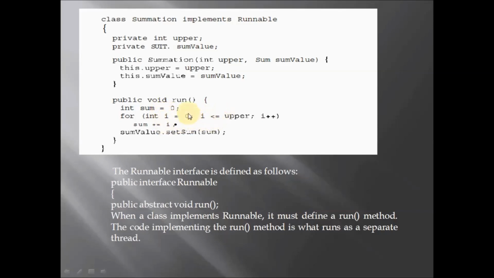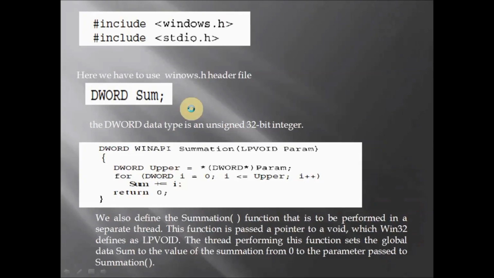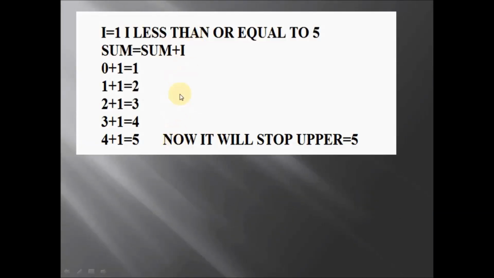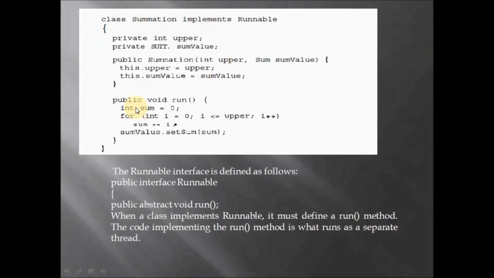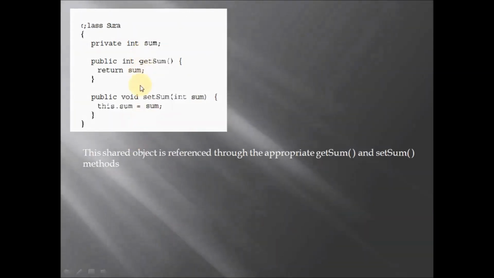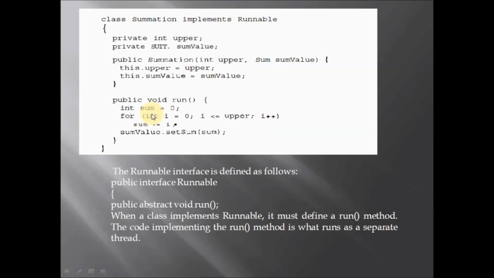Int i is equal to 0, again it will start the same logic here. Again i starts from 0, then 0 plus 1, 1 plus 1, up to 5 it will execute. Same logic, i is equal to 1, right? So once the sum value is calculated, you are setting that sum value to the sum variable, because it is not a global variable, right?